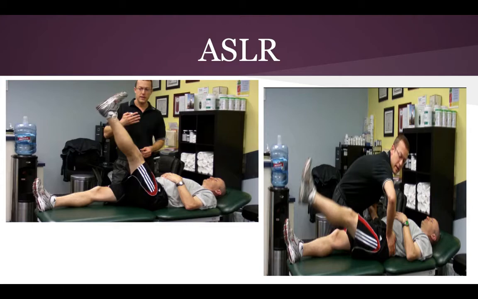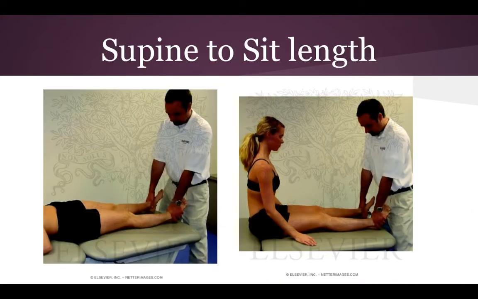Alright, with the active straight leg raise, you'll have the patient lift their leg actively to see if that causes any pain, and then you'll compress those ASISs and have them actively lift their leg again to see if that alleviates any pain. Alright, with the supine to sit leg length test, you're looking for a functional leg length problem, such as an upslip or rotation of the ilium.